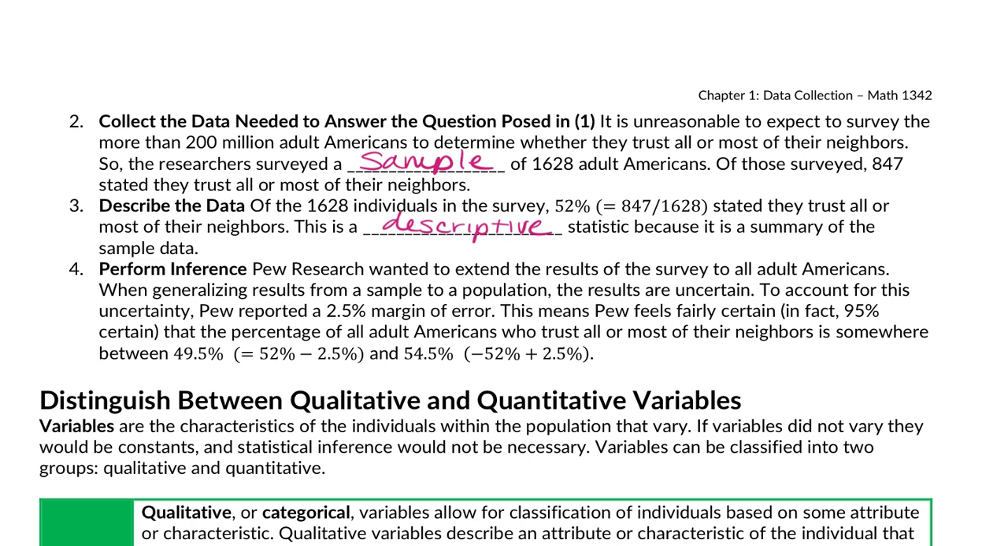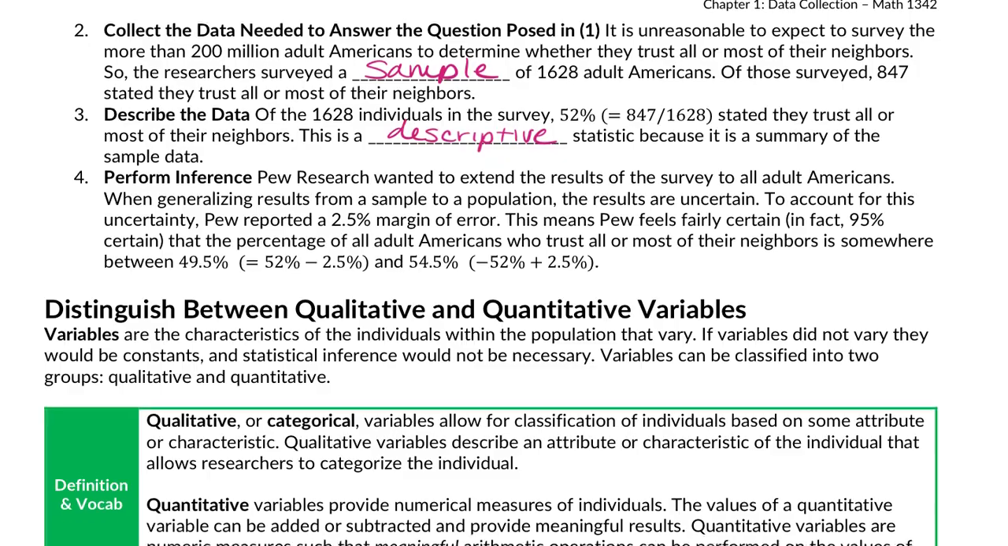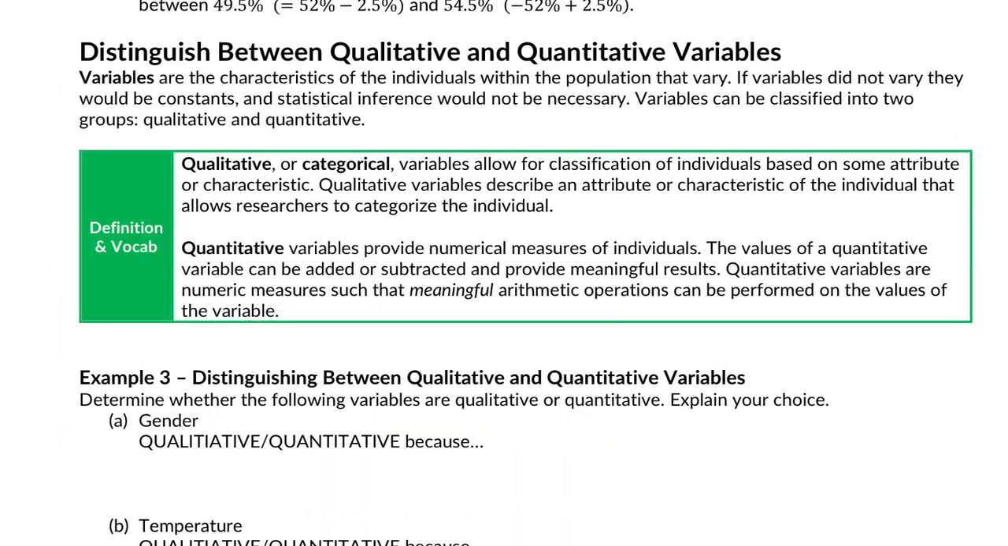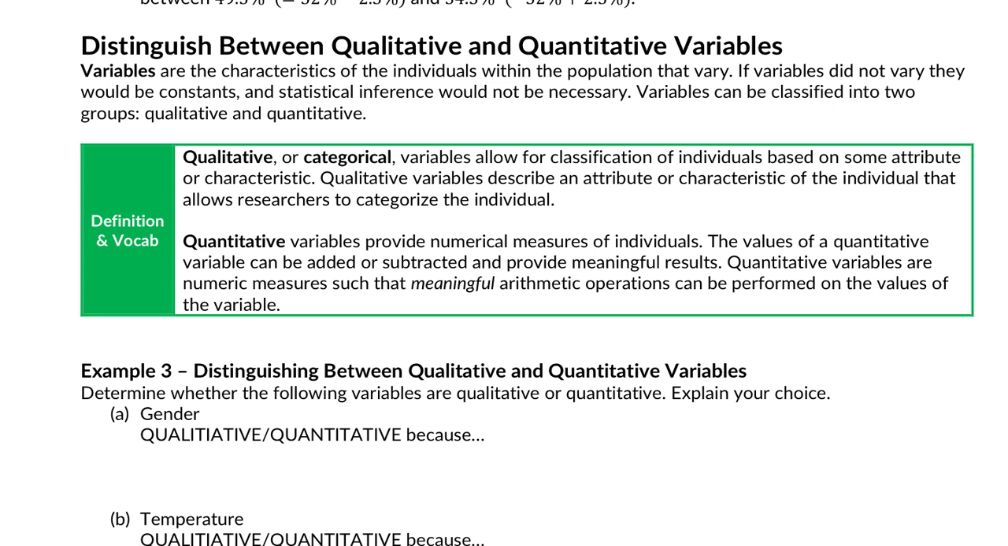Each of those steps is going to take a significant amount of time to actually conduct in real life. But what we're first going to worry about in this class, besides the entire process, because that's getting us through the whole course, is data collection and how to choose the correct questions to ask in different scenarios. So we first need to distinguish between qualitative and quantitative variables. Variables are characteristics of the individuals within the population that vary. Obviously, variables vary. If variables did not vary, they would be called constants, and statistical inference would not be necessary.